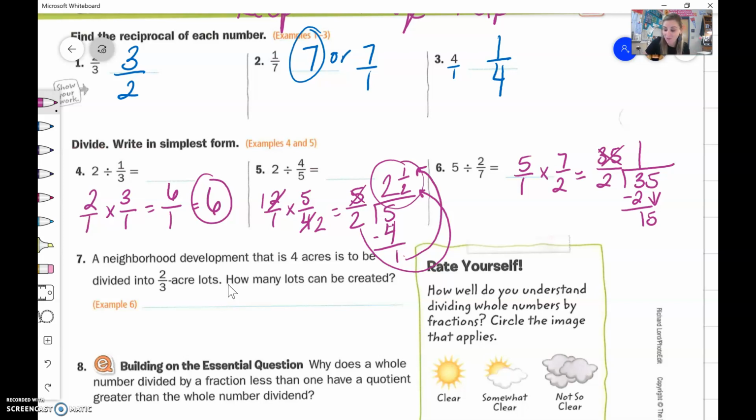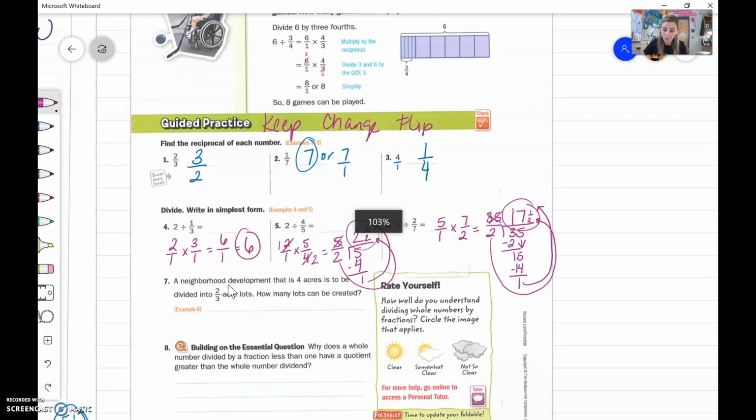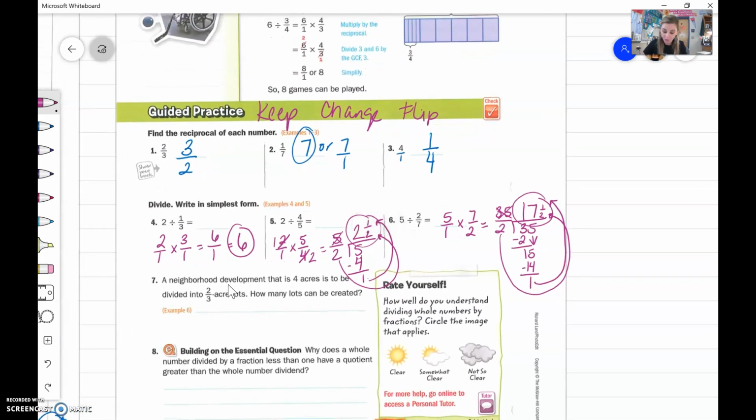So now I have 15. How many groups can I make? I can make 7, which is 14. I subtract, and I'm left with 1. That 1 becomes my numerator. That 2 stays as my denominator, and I'm left with 17 and 1/2. Okay, that is pretty much it, okay? It was super easy. All we're doing, and all you have to remember is keep, change, flip. That's it. Keep, change, flip.